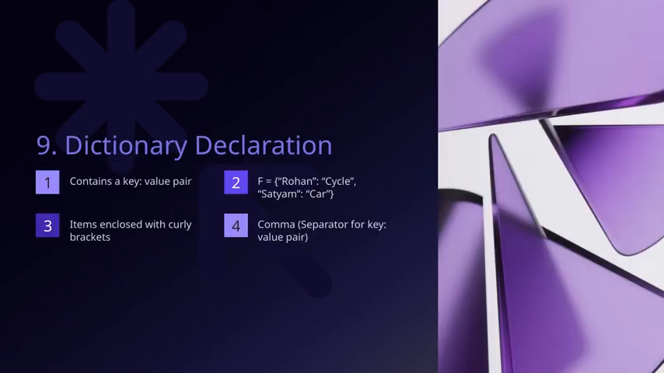Let's take a closer look at the dictionary declaration. Essentially, it contains key value pairs, which means each key is associated with a specific value. These pairs are enclosed within curly brackets, giving the dictionary its structure. For example, in this case, we have F equals Rohan: Cycle, Satyam: car. Here, Rohan is a key linked to cycle, and Satyam is a key linked to car.